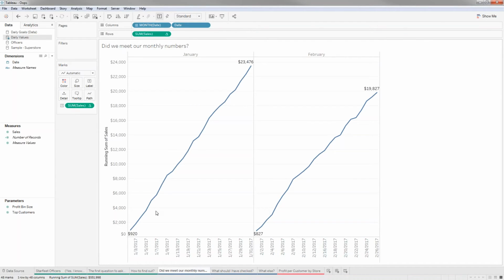Now I can see day by day how we did and where we ended up at the end of the month. And now I can look at my daily goals. If I switch over here, I can see that I'm going to blend on date. That's fine.